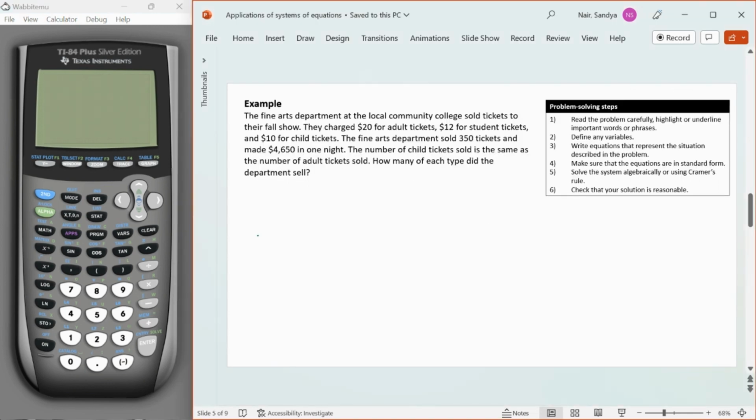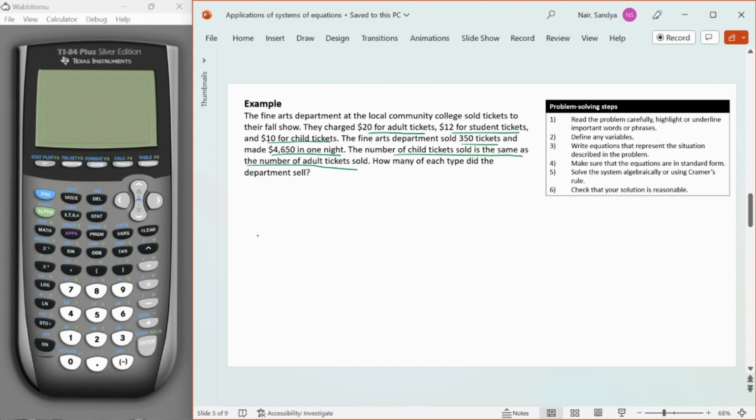The fine arts department at the local community college sold tickets to their fall show. They charged $20 for adult tickets, $12 for student tickets, and $10 for child tickets. The fine arts department sold 350 tickets and made $4,650 in one night. The number of child tickets sold is the same as the number of adult tickets sold. How many of each type did the department sell?